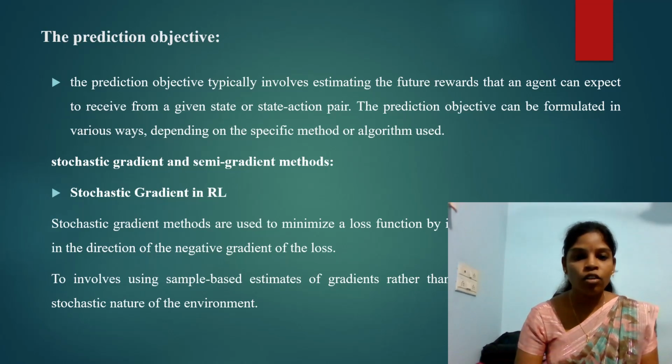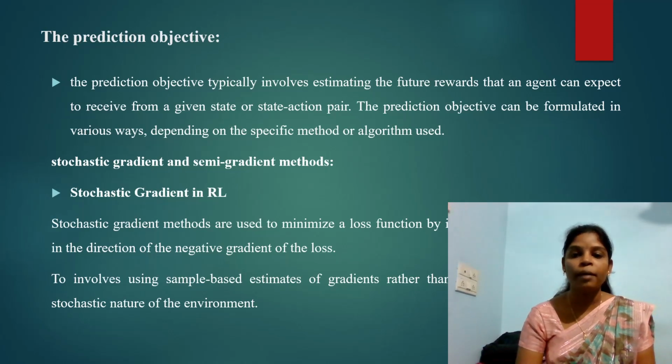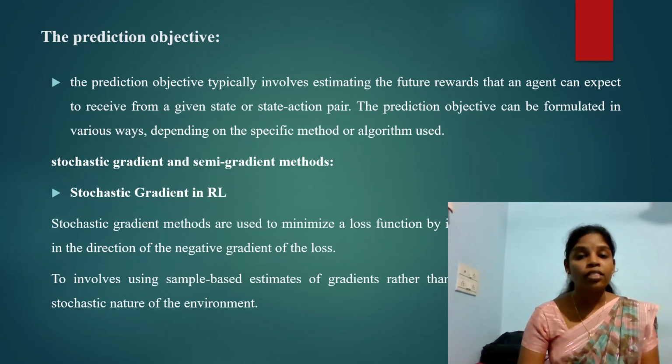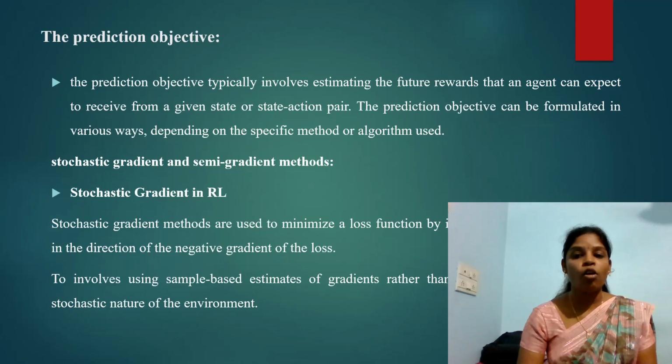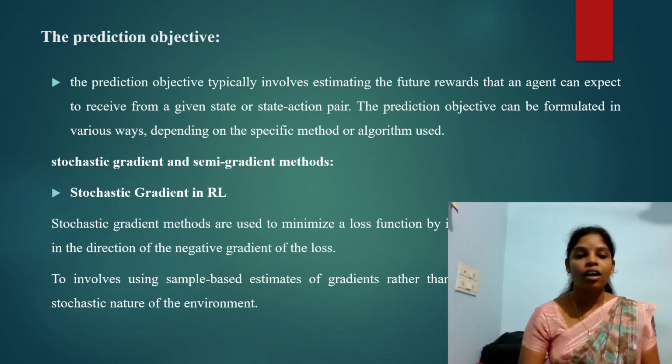This algorithm's methods are used to minimize the loss function by iteratively updating the parameters in the direction of the negative gradient of the loss. So the method is minimizing the loss function, for the state-action pair S comma A. What is the negative gradient in the direction of SGD?